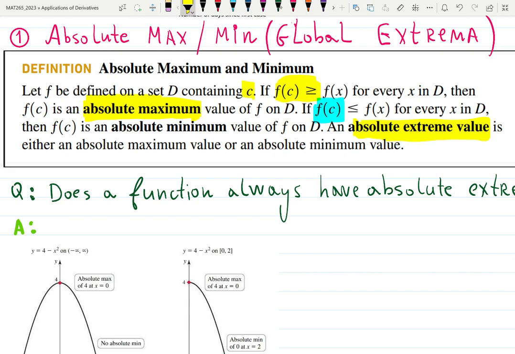They also call it globally. I like globally more than absolute because it means globally, everywhere. That is the idea. Now I decided to show you this.